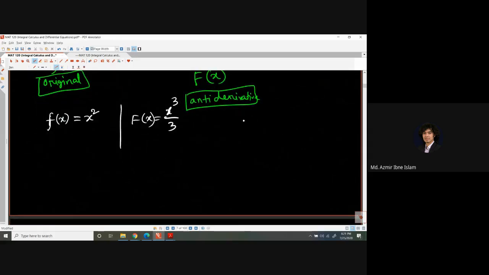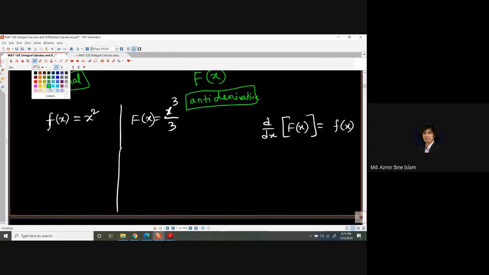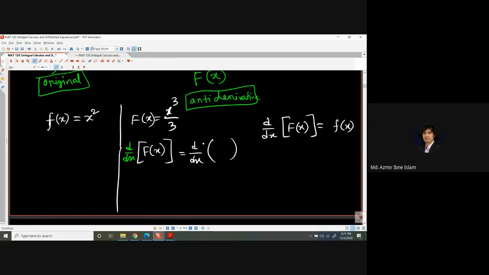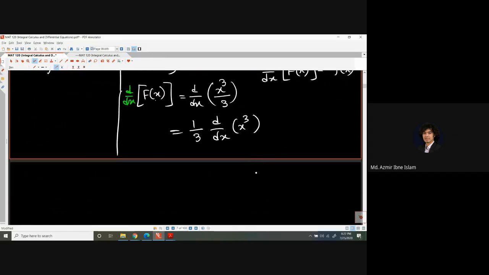So the relation that we have is that if we differentiate capital F of x, we will get the main function back. Let's verify. If we differentiate the function, d/dx of f of x, let's see what happens. d/dx of, inside f of x, we can now input x cubed over 3. Since 1 over 3 is constant, we can pull it out before the differential operator d/dx. So here we have found this one.